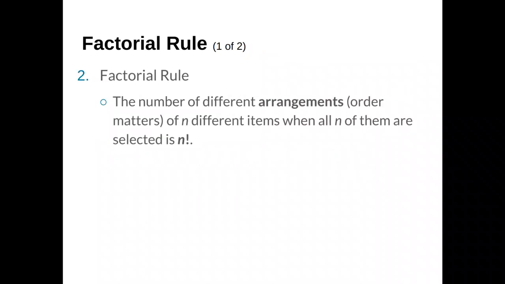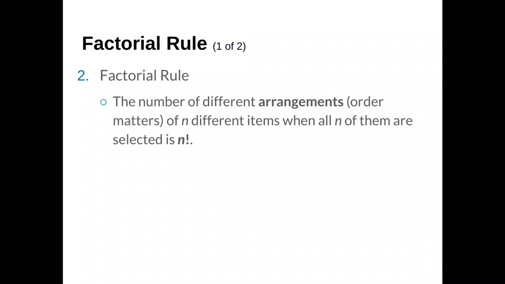Let's move on to number 2, the factorial rule. Okay. This is a situation where the order matters. So we're talking about an arrangement of things. When we say an arrangement, that means it's different to come in first than it is to be second, than it is to be third. So ABC is different than CAB, just different than BCA.